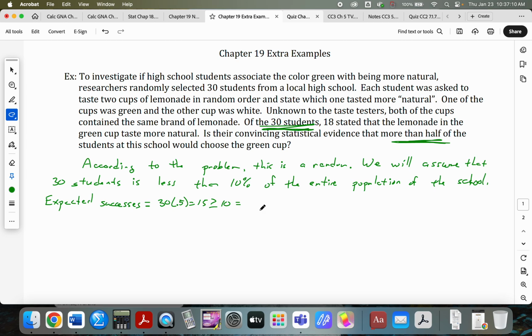We want to have an expected value of greater than 10. Otherwise, we just don't have a big enough sample. Okay? And that's also going to be equal to our expected failures. So once we've tested all of that, then we say, okay, the conditions and assumptions have been met for what kind of a test? Normal.